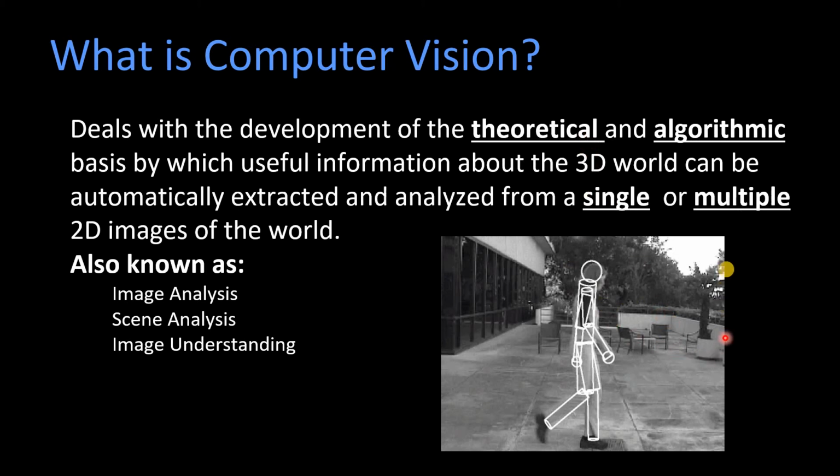So we try to create an idea about the real world from single or multiple images. 2D images means normal paper based images, images that are printed on pages. We call them 2D because they have only two axes, X and Y. So we use these images to make an idea about the real world.